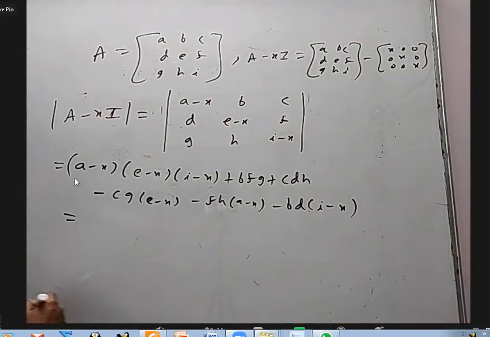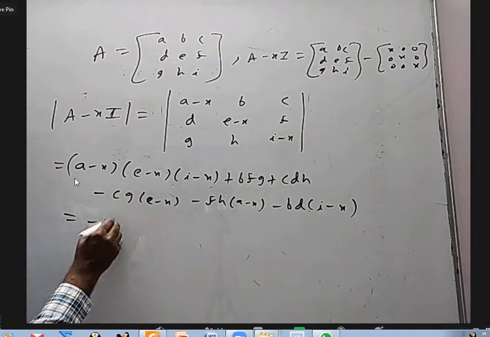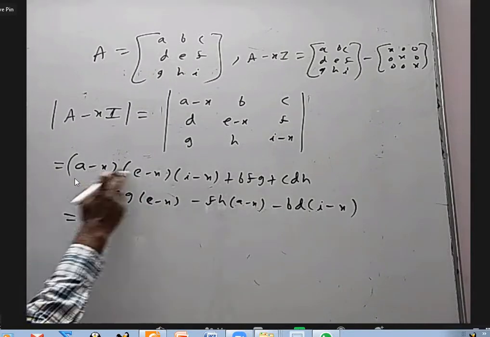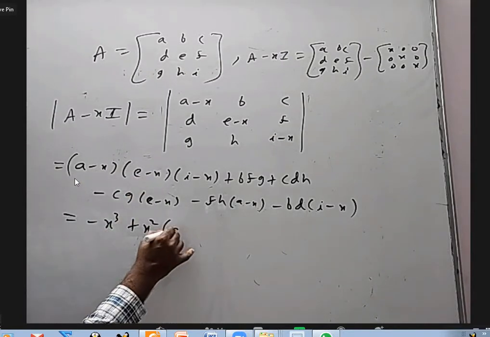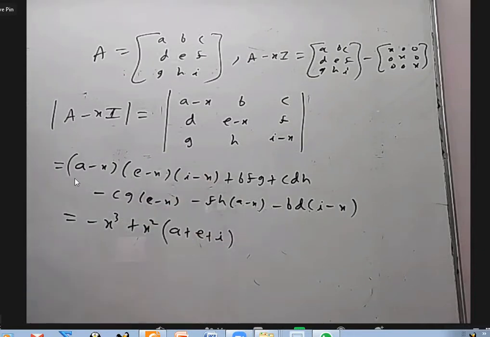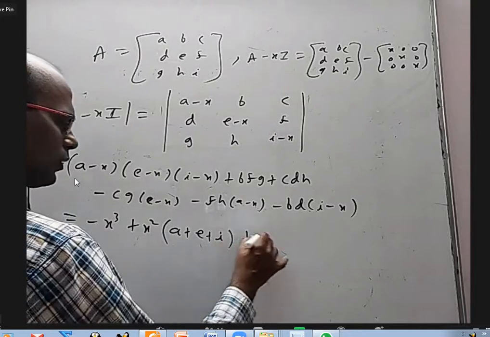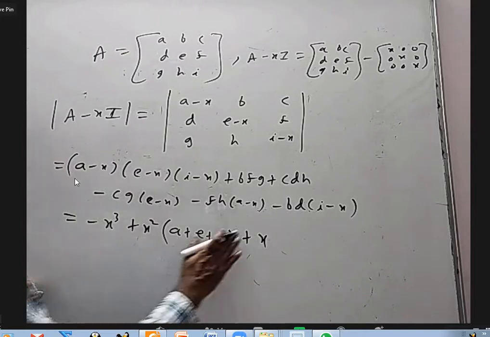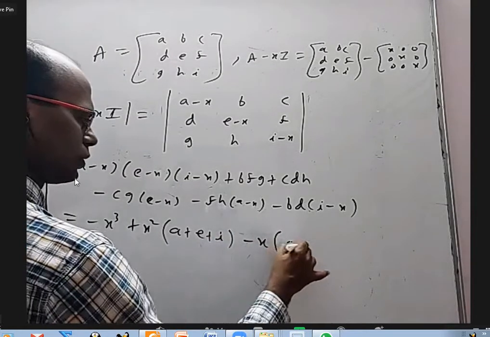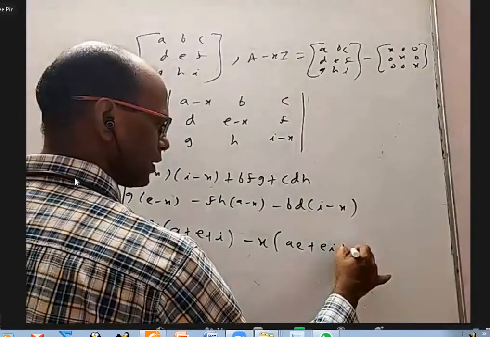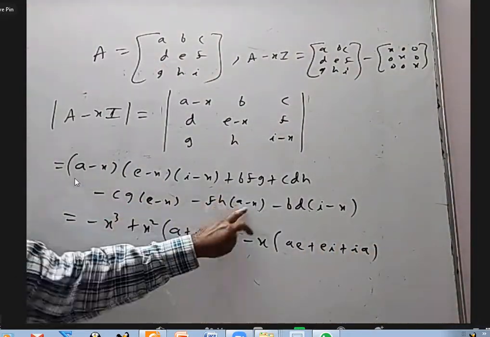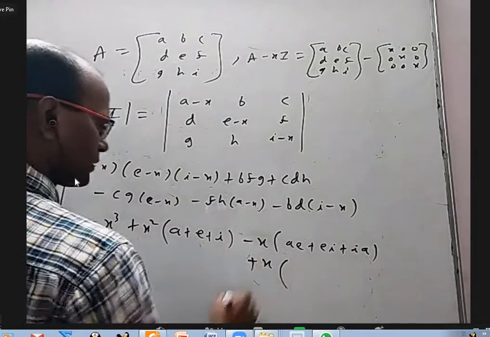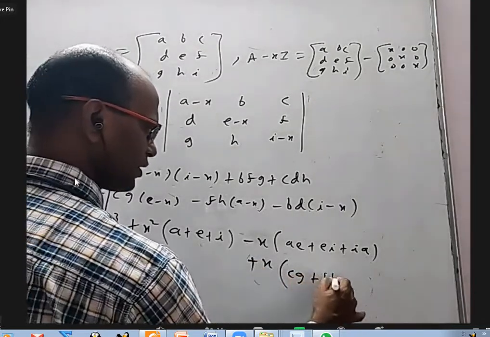When I expand this, I will get minus X cube. When I take X square, I'll get the X square coefficient as A plus E plus I, and nowhere else is X square there. But coming to X, I will get minus X into AE plus EI plus IA. But we also have X here, X here, X here, so we are also going to get plus X into CG plus FH plus BD.